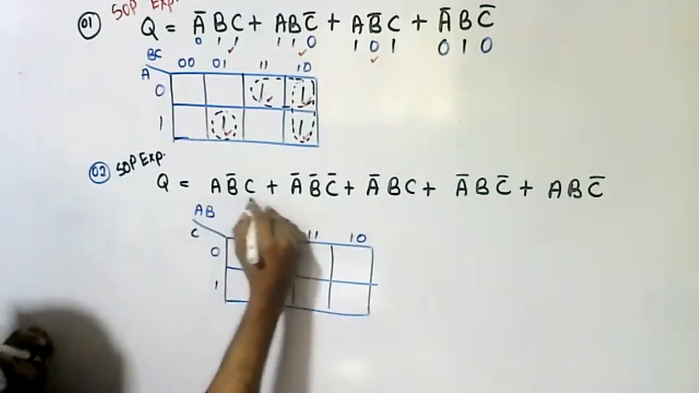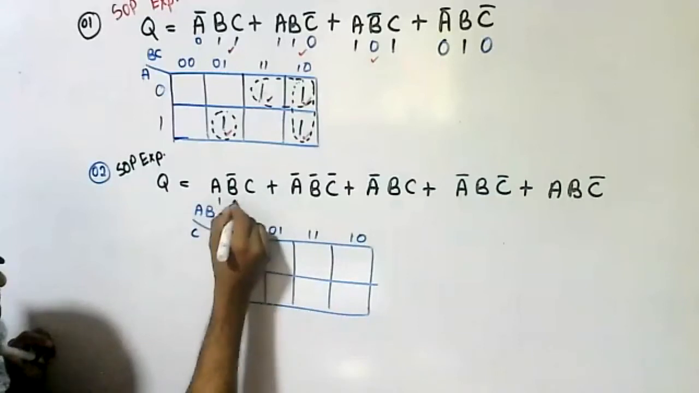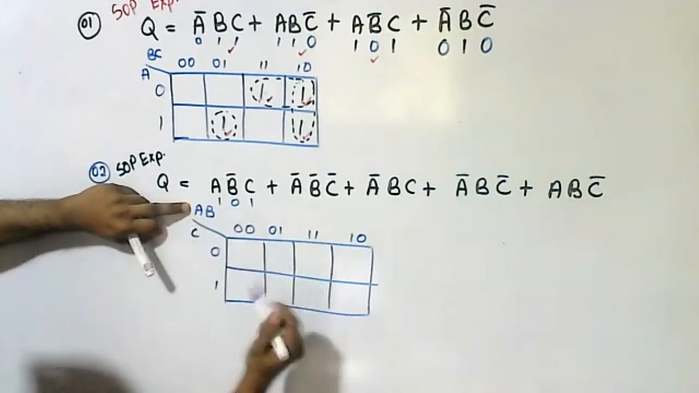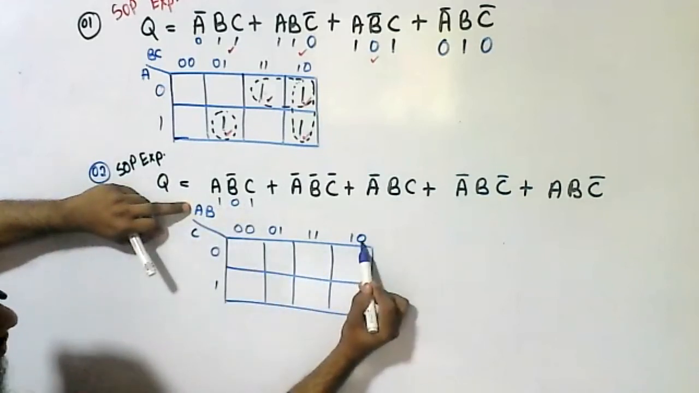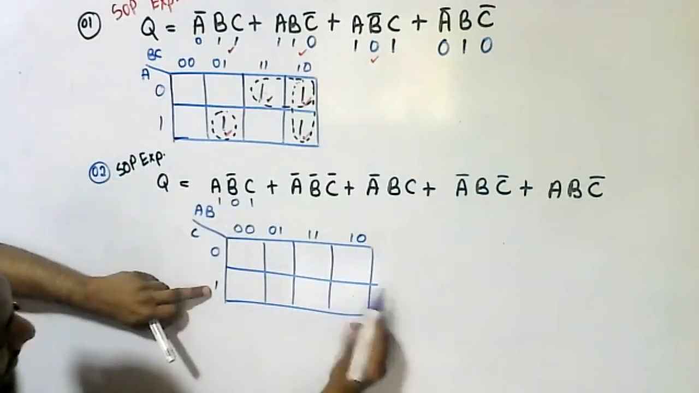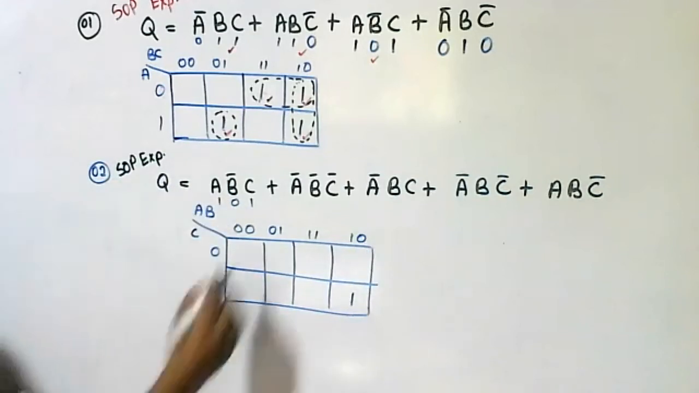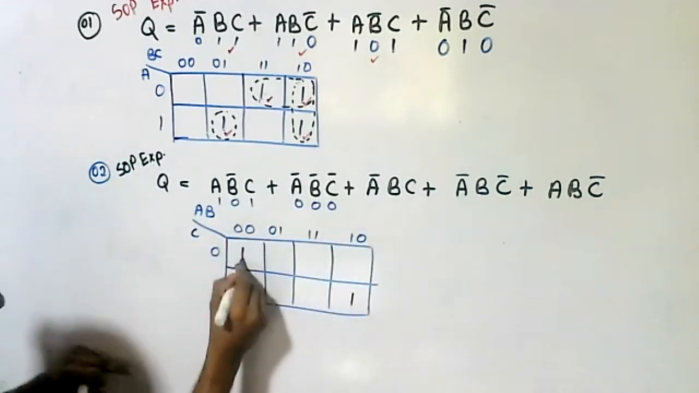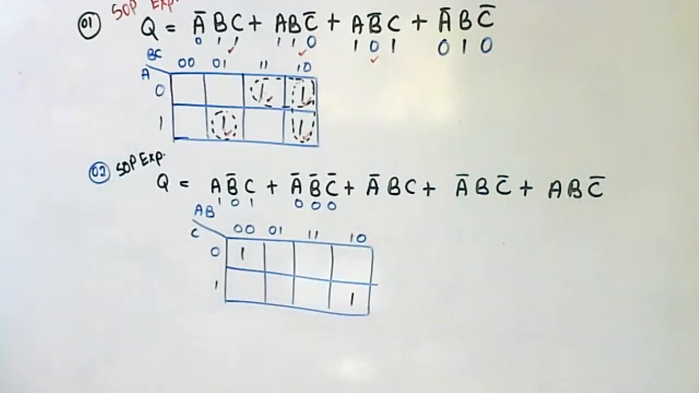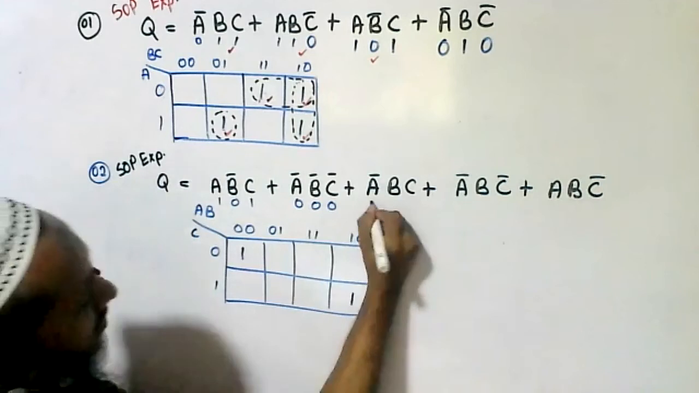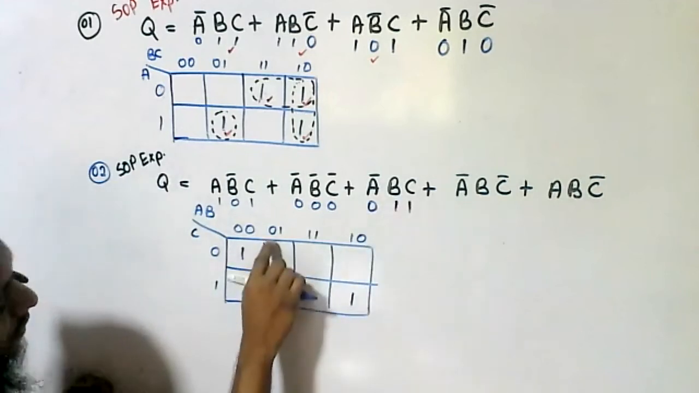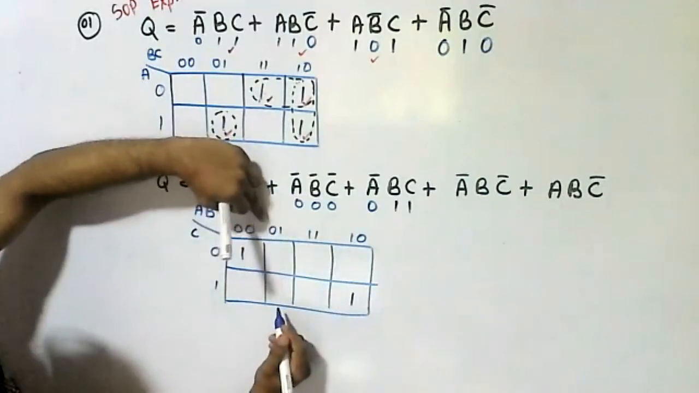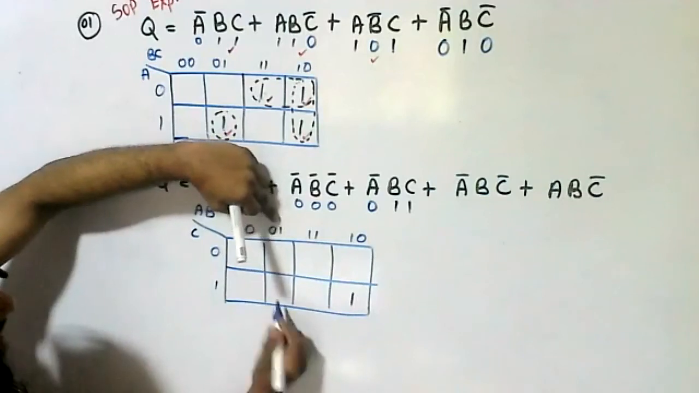A, B bar, C means 1, 0, 1. Here A is 1, B is 0, C is 1. That means here, 1 comes. And A bar, B bar, C bar means 0, 0, 0. Okay, 0, 0, 0 means 1 comes here. All right. A bar, B, C means 0, 1, 1: A is 0, B is 1, and C is 1.